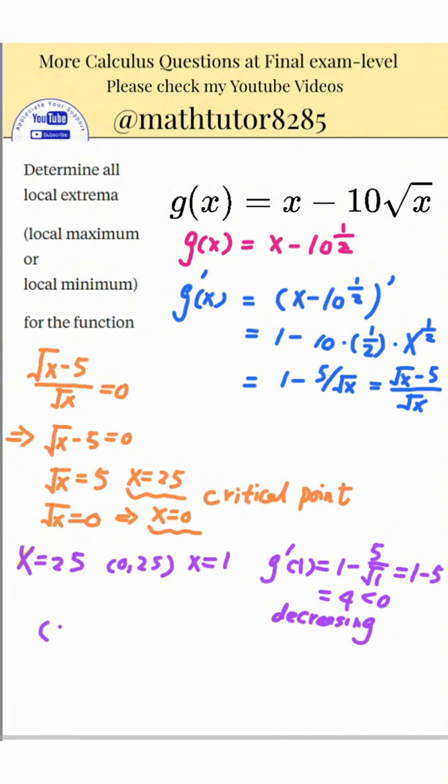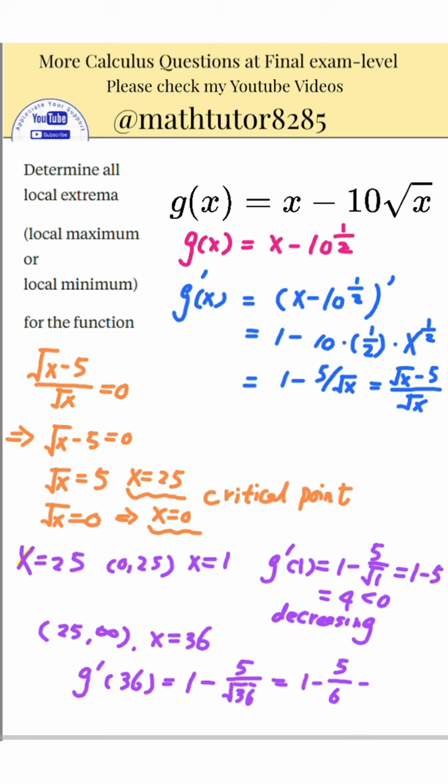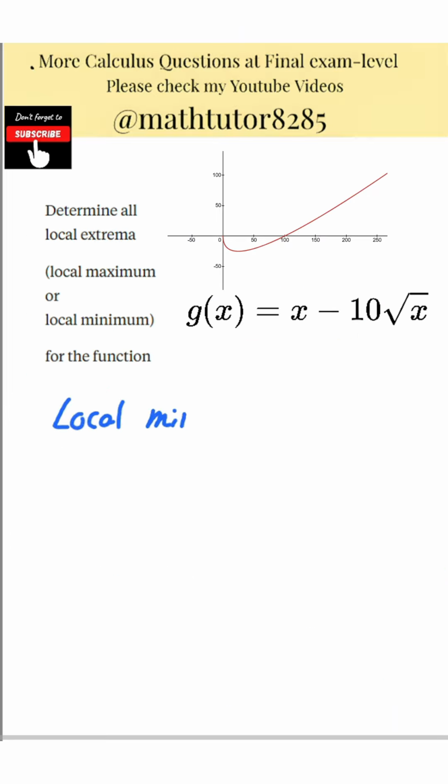Now, pick a number greater than 25. Let's try x equals 36. The derivative becomes 1 minus 5 over the square root of 36. That's 1 minus 5 over 6, which is a positive number. So the function is increasing after x equals 25. Therefore, the function is decreasing before 25 and increasing after. That means the function reaches a local minimum at x equals 25.